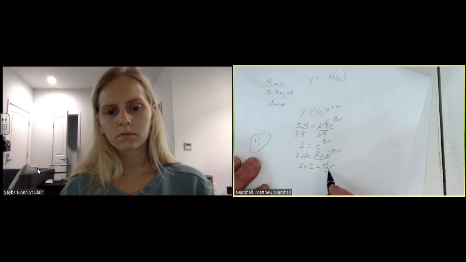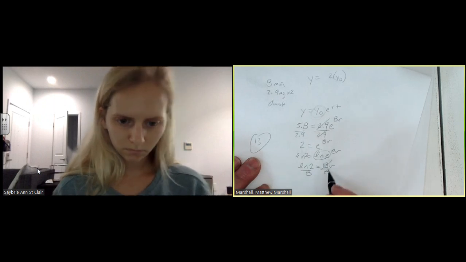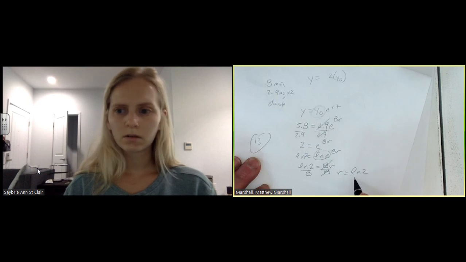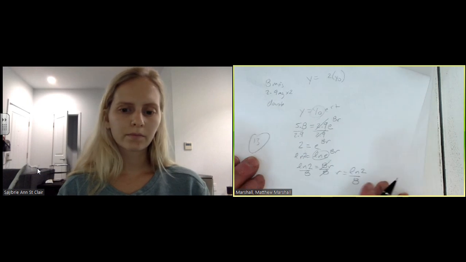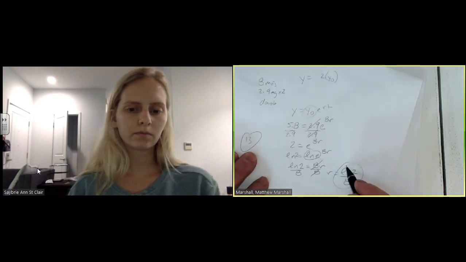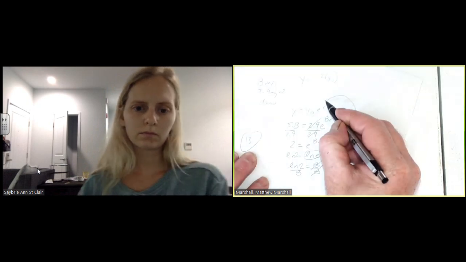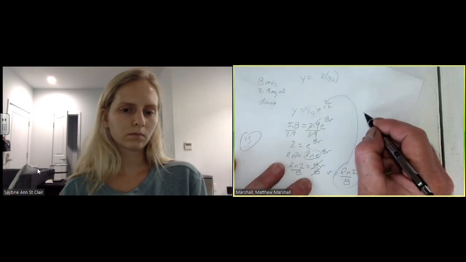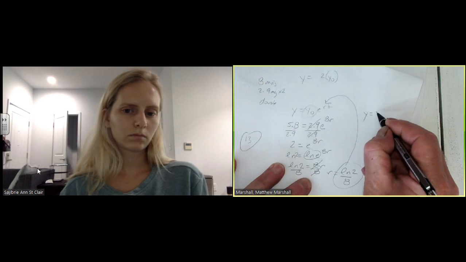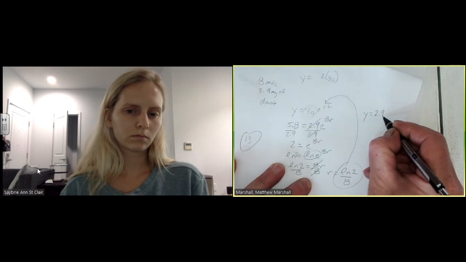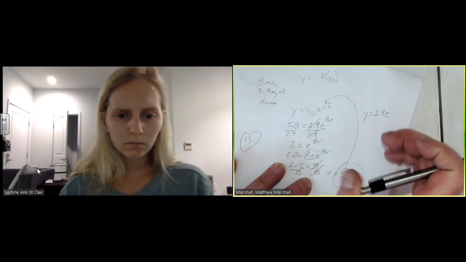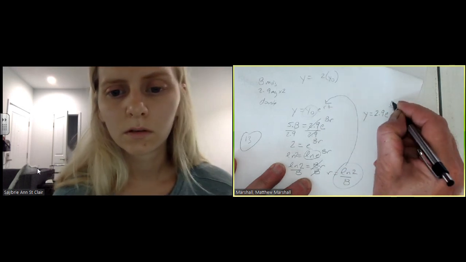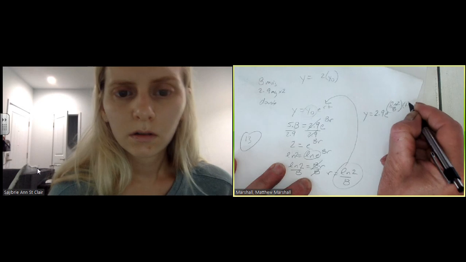Divide by 8. And that gives me just the r part is ln 2 over 8. So that goes right back here. So your final answer is y equals the initial amount 2.9 e to the ln 2 over 8 times t.